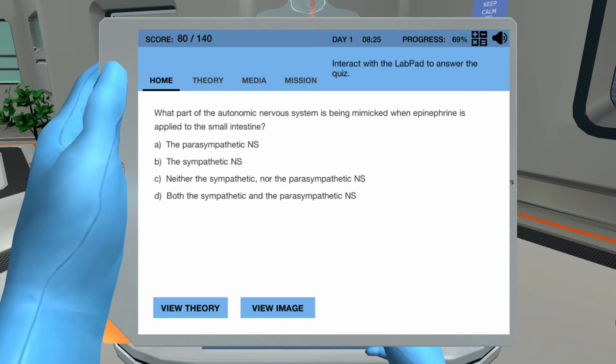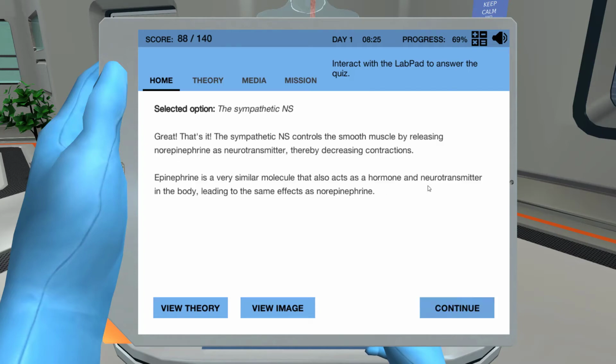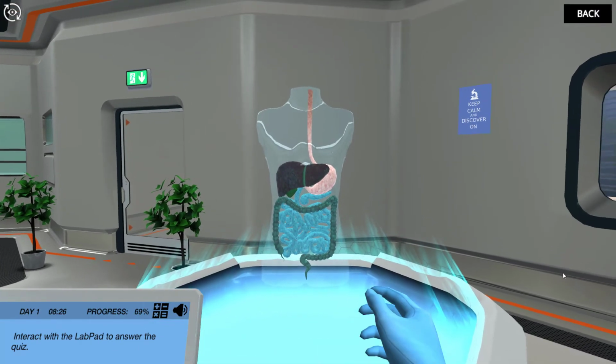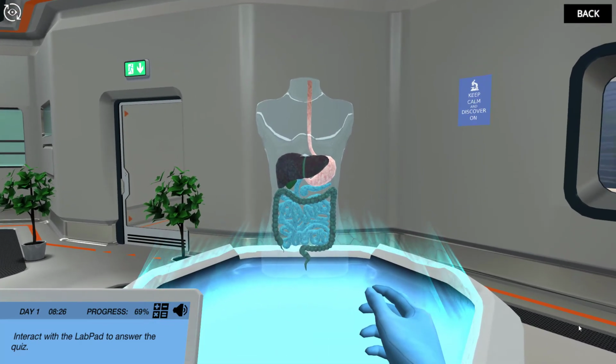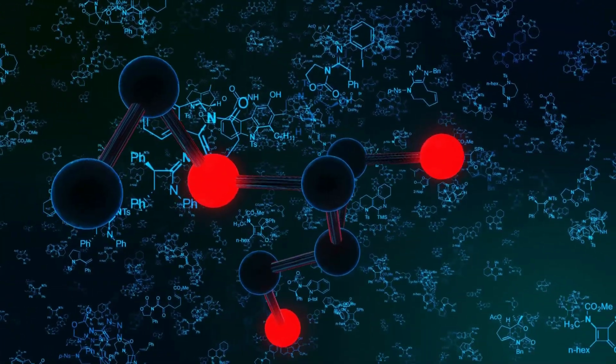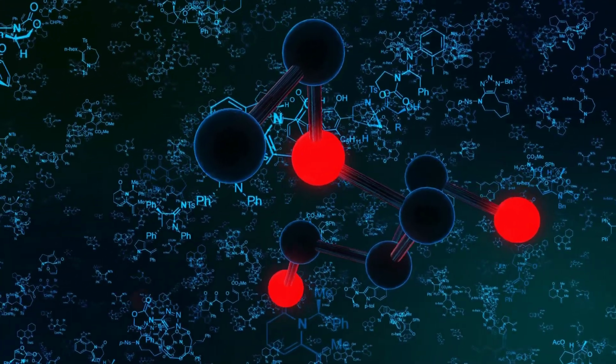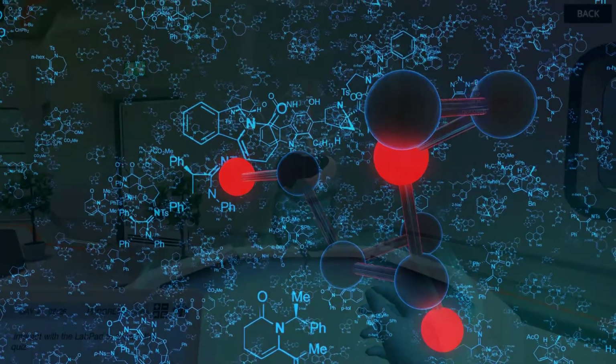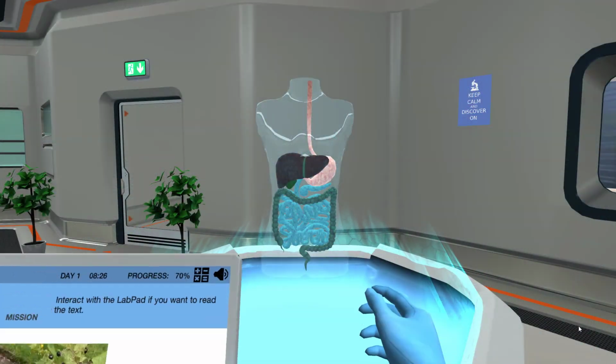What part of the autonomic nervous system is being mimicked when epinephrine is applied to the small intestine? Great. That's it. The sympathetic nervous system controls the smooth muscle by releasing norepinephrine as neurotransmitter, thereby decreasing contractions. Epinephrine is a very similar molecule that also acts as a hormone and neurotransmitter in the body, leading to the same effects as norepinephrine. Good work so far.